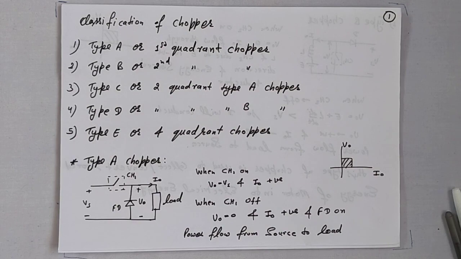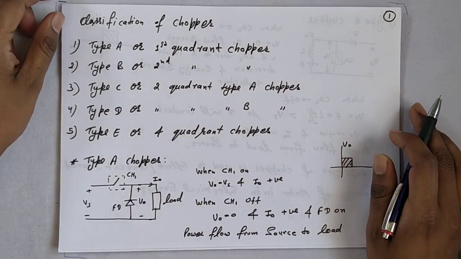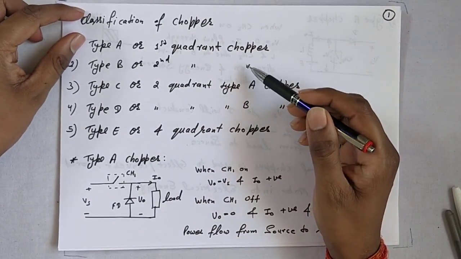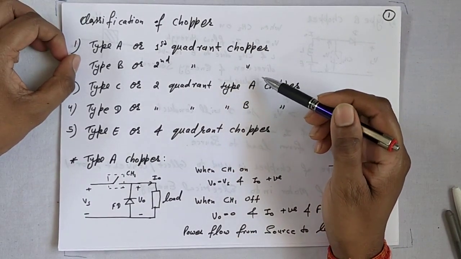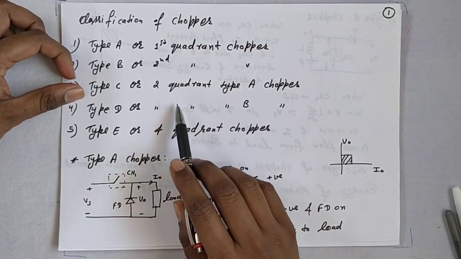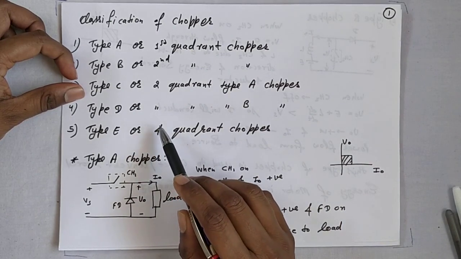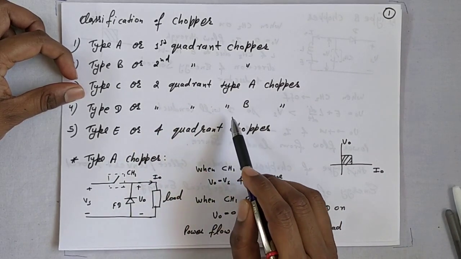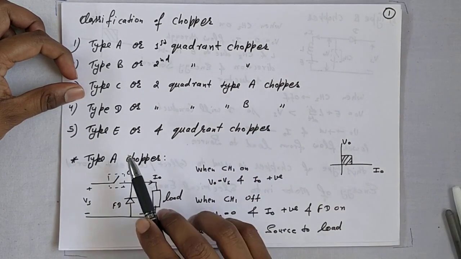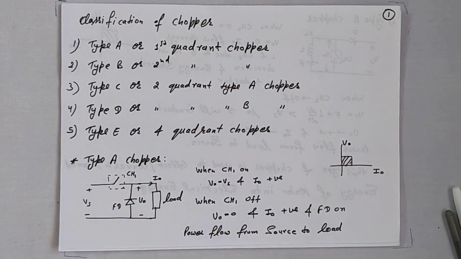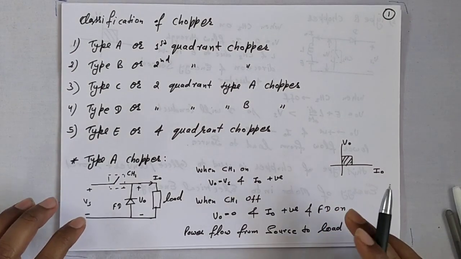Classification on the basis of use. Here there are different types of choppers. Type A chopper is called first quadrant chopper. Type B chopper, second quadrant chopper. Type C chopper, second quadrant type A chopper. Type D chopper or second quadrant type B chopper. Type E chopper or four quadrant chopper. So type A chopper has two names, type B chopper has two names, and type C, D and E choppers as well.